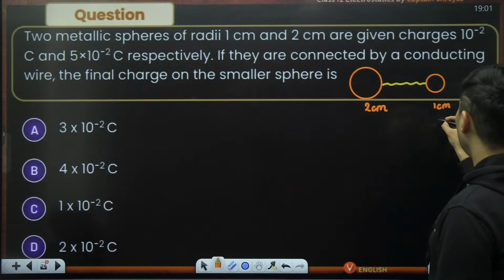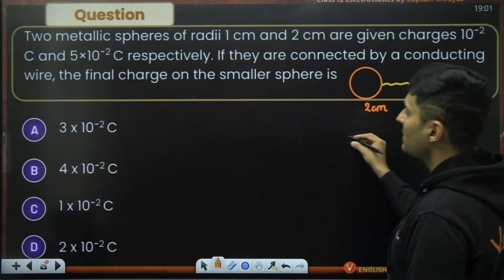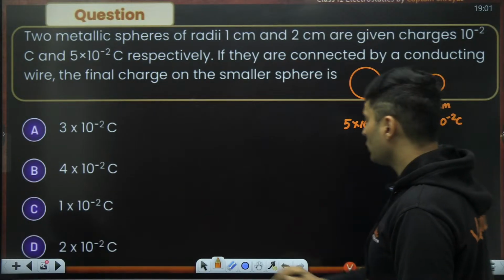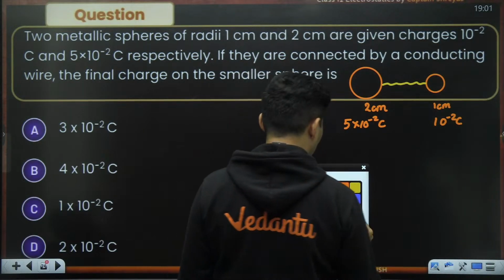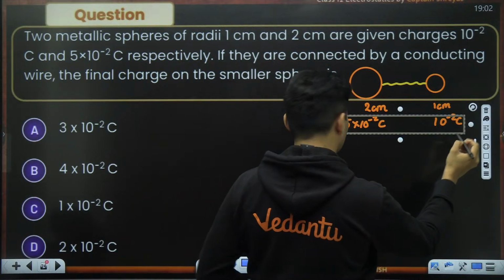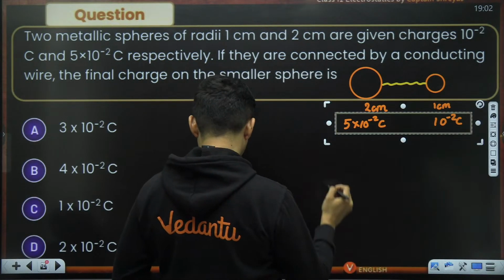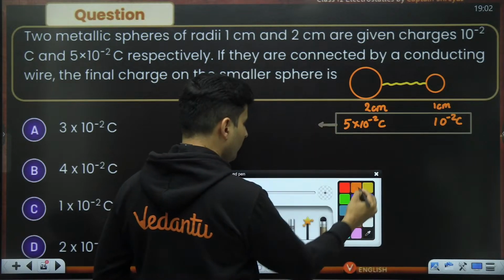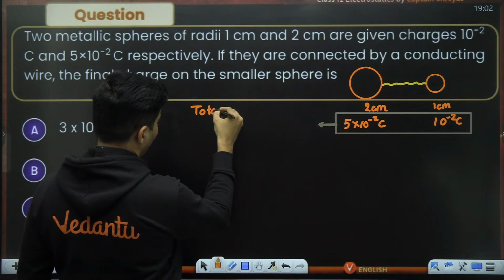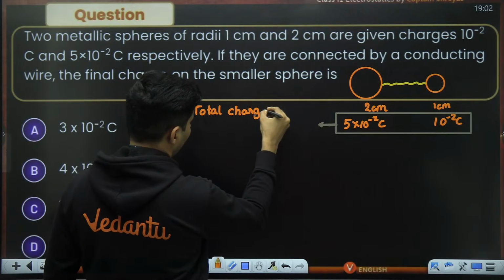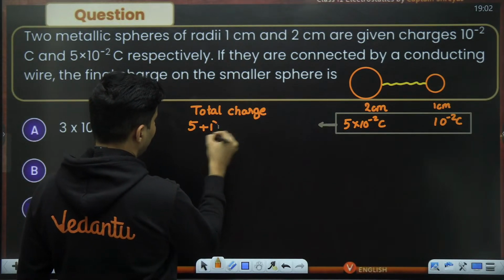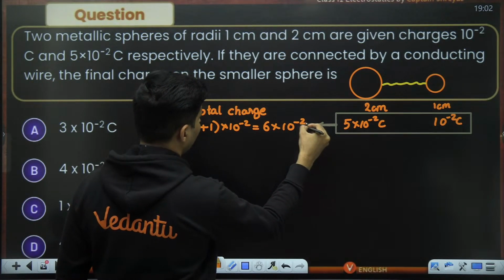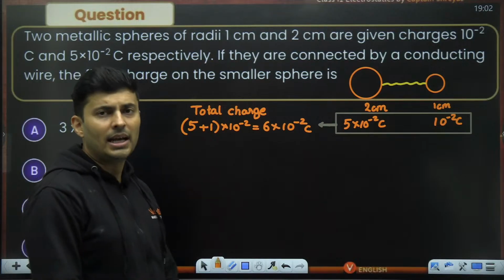Charges are also given. 1 centimeter is given 10 to the power minus 2 coulomb. This is given 5 into 10 to the power minus 2 coulomb. So, initially, if you ask me what is the total charge of the system. It will be 5 plus 1 into 10 to the power minus 2, which is 6 into 10 to the power minus 2 coulomb.